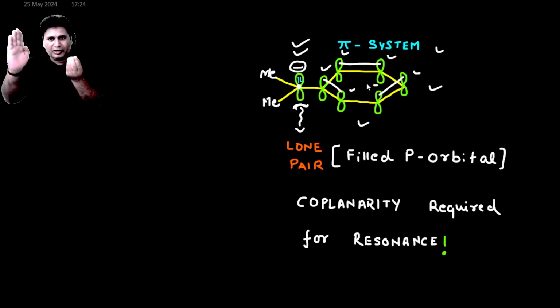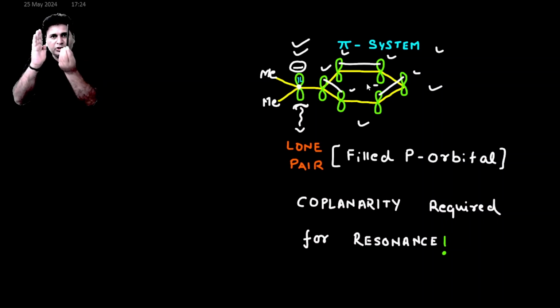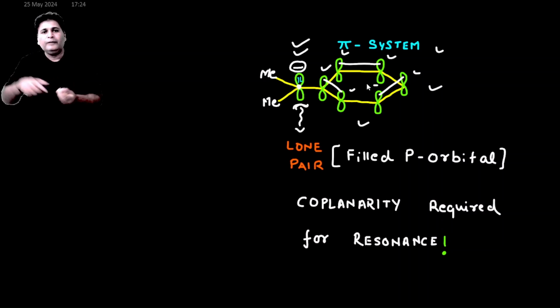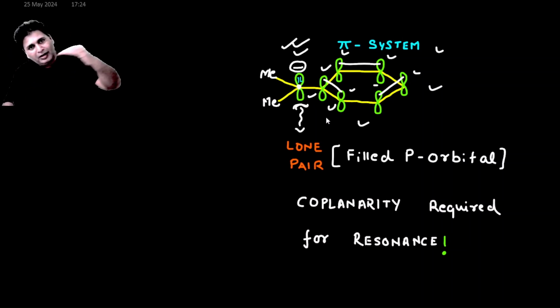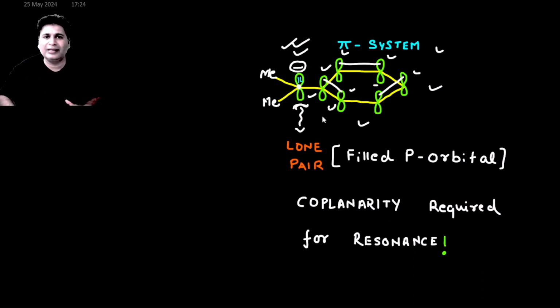It should be like this. If this is a pi system, this should be the lone pair bearing p orbital. They are parallel with each other. Now the lone pair can go inside the ring through the conjugation, as you all know, minus, single, double, and it will start making the resonating structures. So that is the requirement.